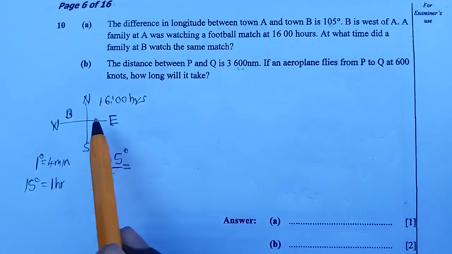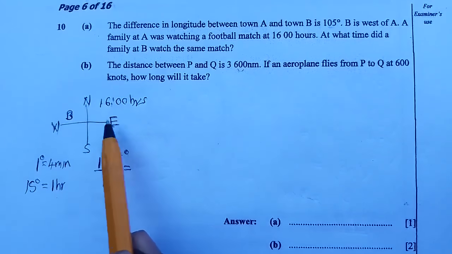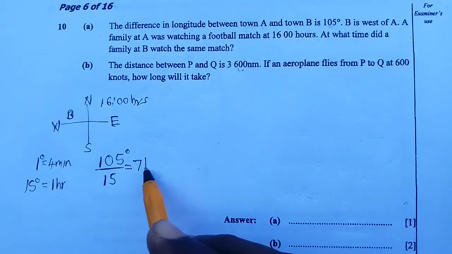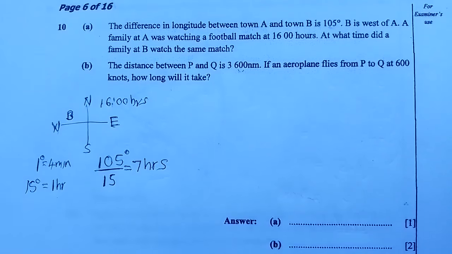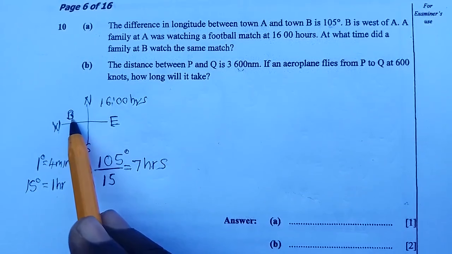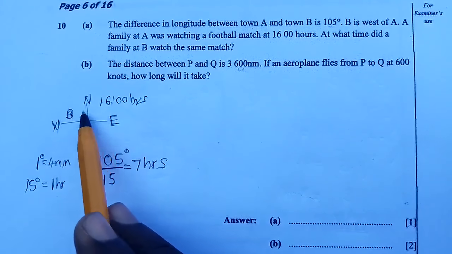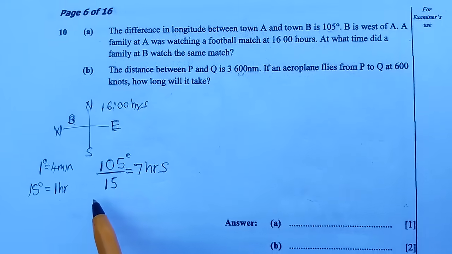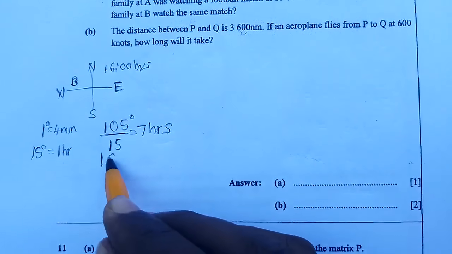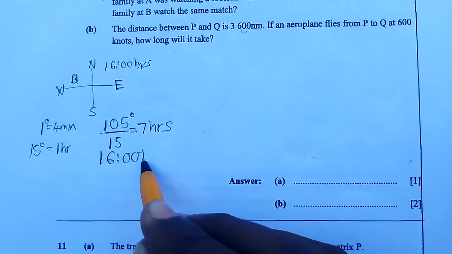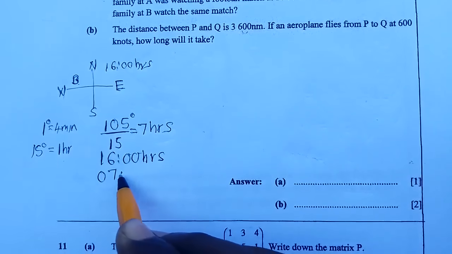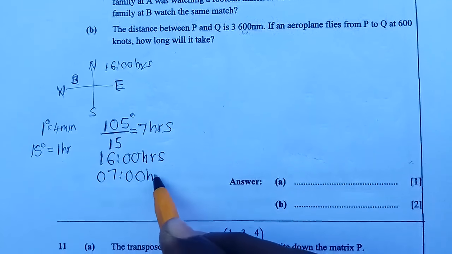Once you find that answer, you then say minus, because time increases as you go to the east side. So here it is 7 hours, the difference. If B is west of A, it means it is behind A, so you just subtract. You say 16 hours minus 7 hours. This is what you are going to do.